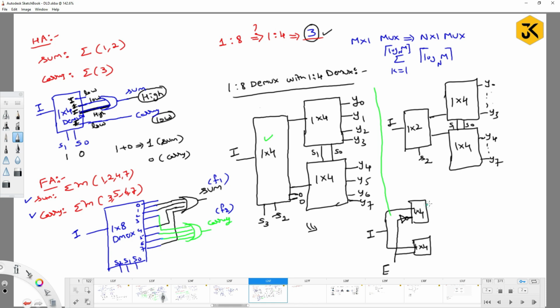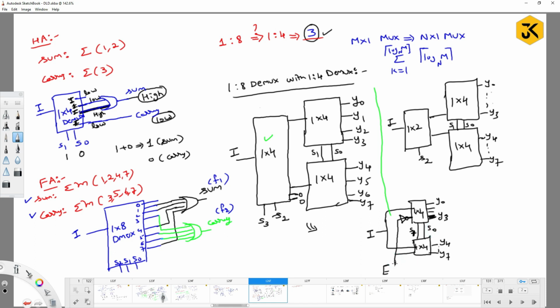Input I will pass like this. Then you are going to get here y0. This will be only 4 lines, y0 to y3, and this will be from y4 to y7, and there will be 2 select lines. One is s2, another one is s1, another one is s0.